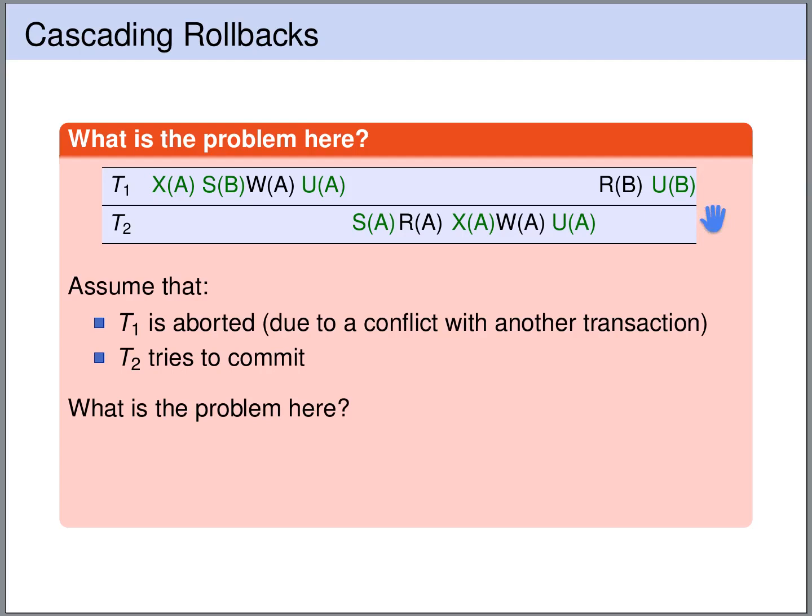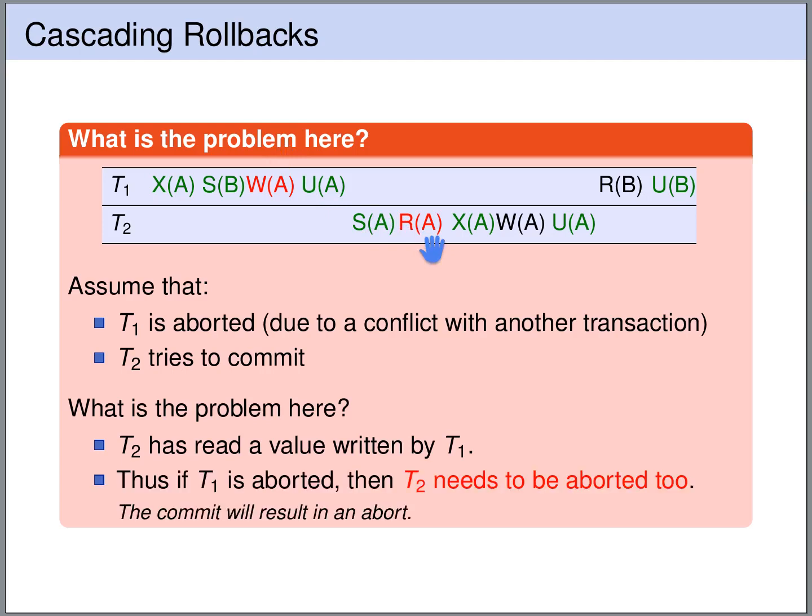The problem is that the second transaction has read a value that has been written by the first transaction. So if the first transaction is aborted, then this value written by the first transaction is not valid, is never committed to the database. So the second transaction has read an illegal value and needs to be aborted as well. So the commit of the second transaction will fail and will also result in an abort and a rollback of the second transaction.